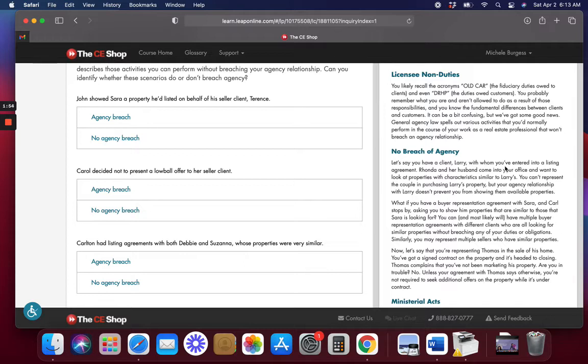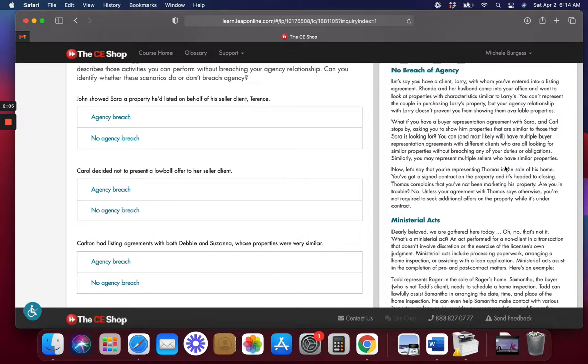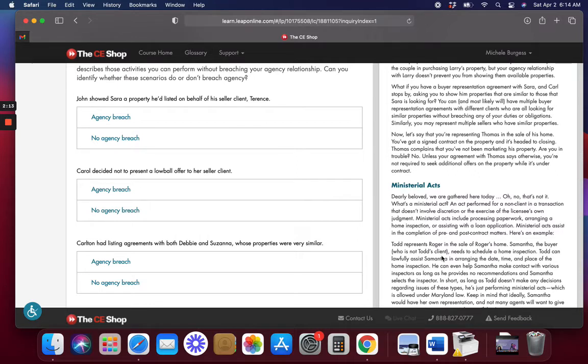General agency law spells out various activities that you normally perform in the course of your work as a real estate professional that will not breach your relationship. We have ministerial acts, which are not, "Dearly beloved, we are gathered here today." That's not it. They are acts performed for a non-client in a transaction. They include processing paperwork, arranging a home inspection, assisting with a loan application. They assist in the completion of pre- and post-contract matters.